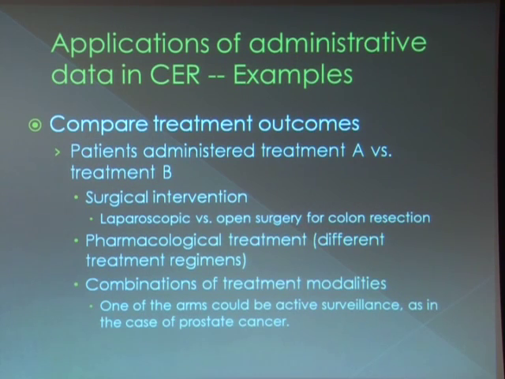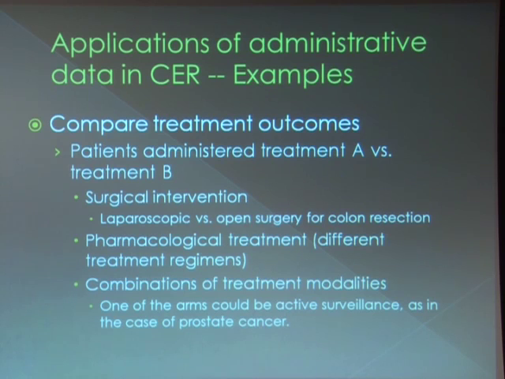What are the applications of administrative data in comparative effectiveness research? There are lots of examples. I'm just going to list a few here. Basically, you're going to be able to compare treatment outcomes between patients who are administered treatment A versus treatment B. Okay? So we've been looking, for example, at surgical interventions, laparoscopic versus open surgery for colon resection. How do the outcomes vary between the two groups? Is it affecting length of stay? Is it affecting readmission rate? Is it affecting complication rates, and so on?